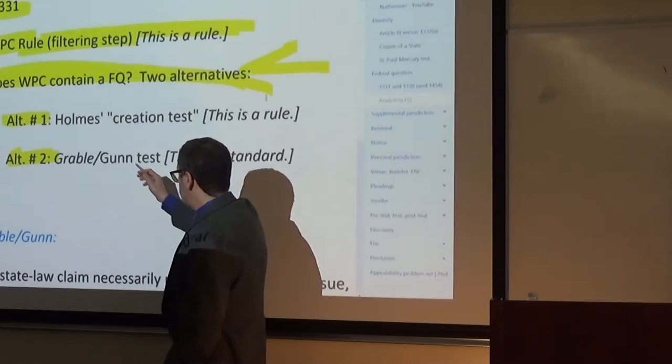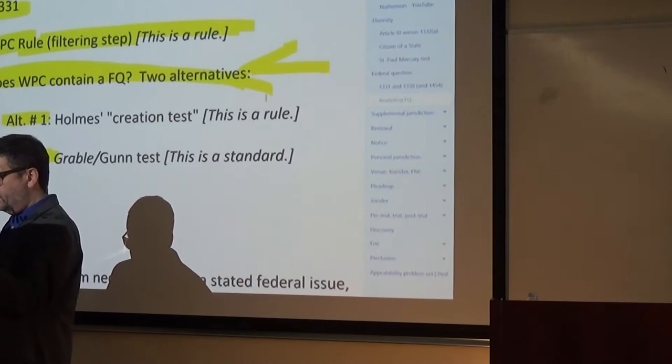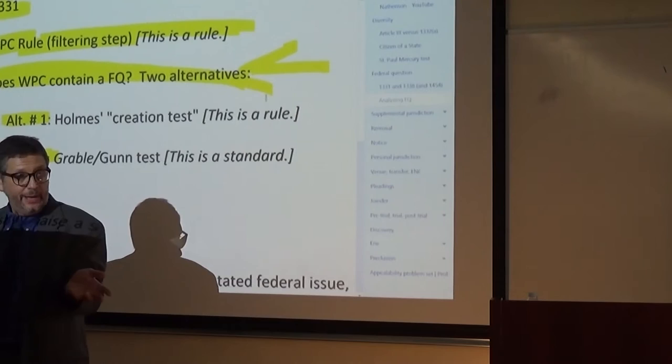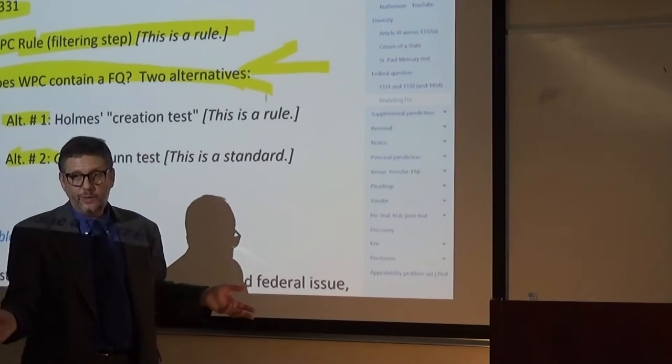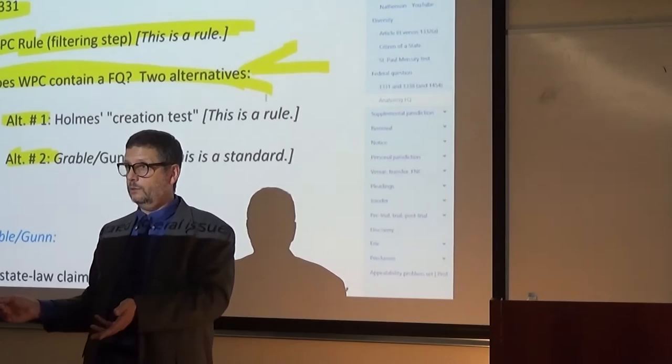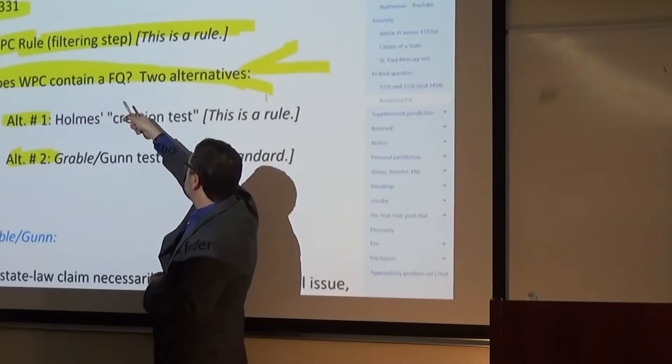The first is you look at the Holmes creation test. That's very simple. That's a rule, not a standard. It simply asks, who created this cause of action? Was it created by state lawmakers? Was it created under the federal laws, like the Congress or the Constitution or something, right? If it's created by federal law or federal lawmakers, then that creation test tells you that it's a federal question for 1331. Well, think of Motley, right? In Motley, a common law breach of contract action is a function of state law, created by state common law judges. So the creation test would tell us there is no federal cause of action here. But under this step, does the well-pleaded complaint contain a federal question?